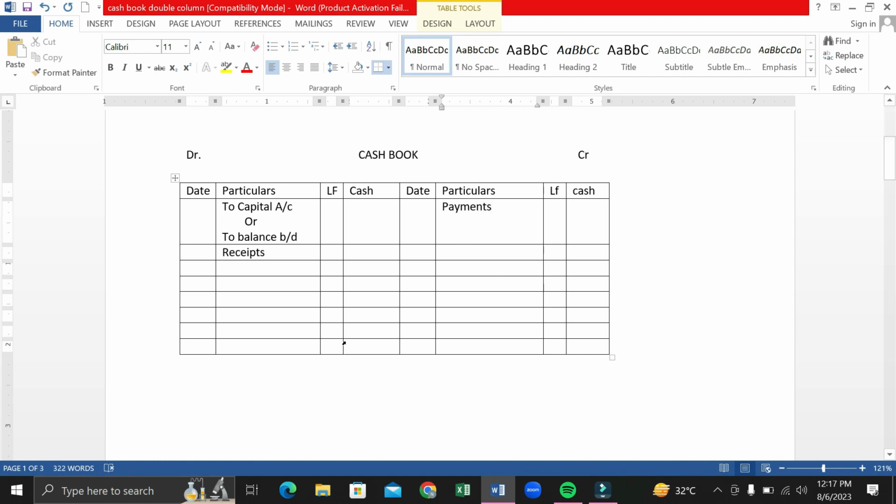Now if I say the simple one thing, salary paid by the firm, it is a payment, so we will write in the credit side as by salary. Commission received by the firm, it is an income or receipts, so to commission. Goods sold by the firm on the basis of cash, so to sales, because cash will be increased. Paid electricity charges, in that one condition by electricity charges.